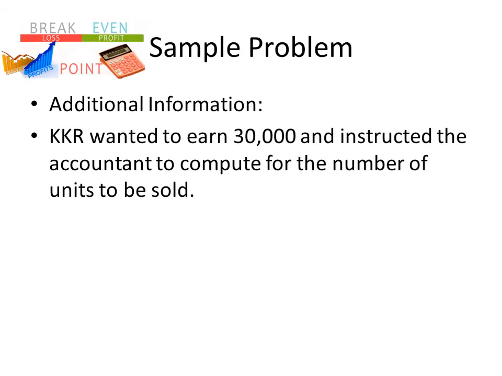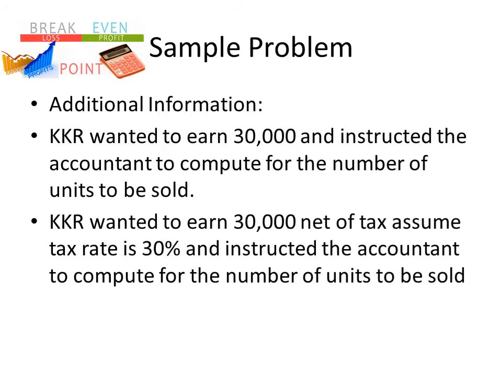So let's assume that KKR wanted to earn 30,000 and instructed the accountant to compute for the number of units to be sold. That's another case. And then what if they wanted to earn 30,000 net of tax? We also need to compute for the units sold.